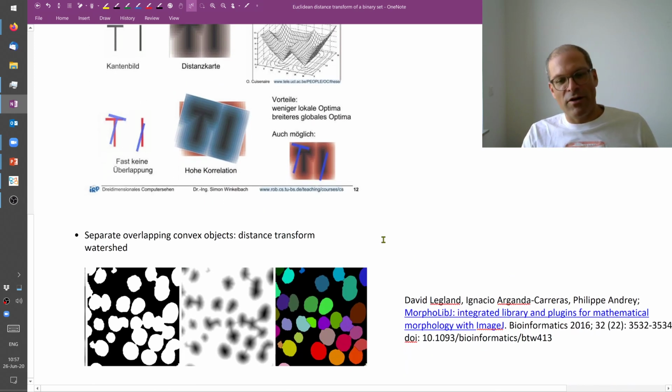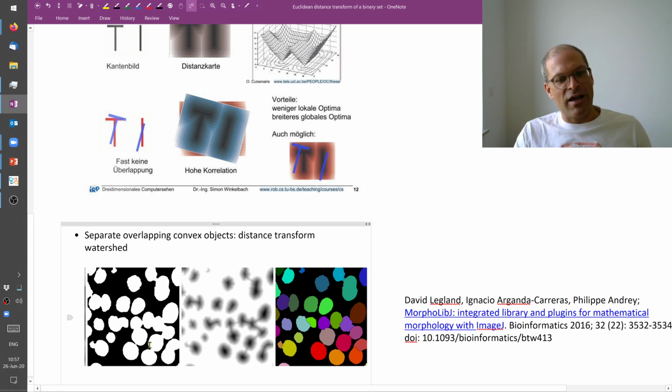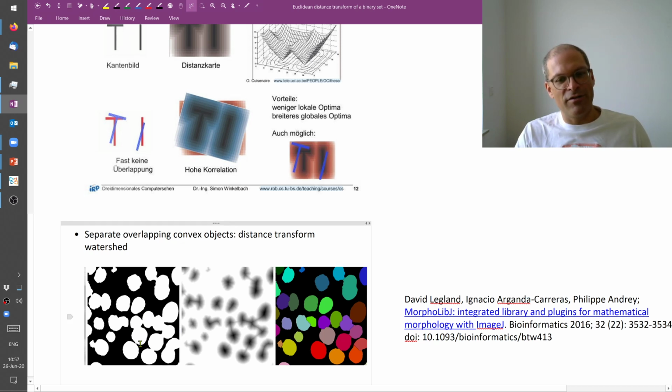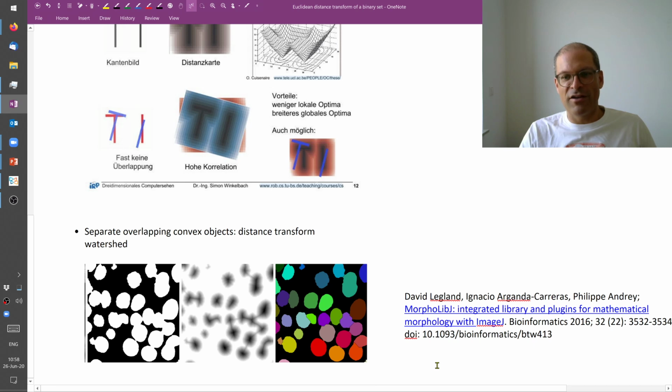Or something where it's frequently used is in bioimage analysis. So I mentioned last time that to detect nuclei, there is a very nice pre-trained neural network to do that, which is called StarDist. But if you don't want to use a GPU, or if you don't have a GPU or whatever, then this is a good way to partition convex objects which are overlapping. You first threshold, like so, then you compute the Euclidean distance transform, which looks like this, and then you run the watershed that we talked about last time, and you come up with the partitioning on the right-hand side. Yeah, so very versatile.